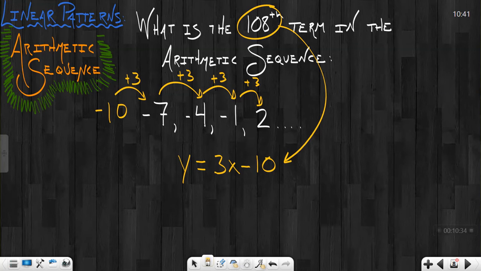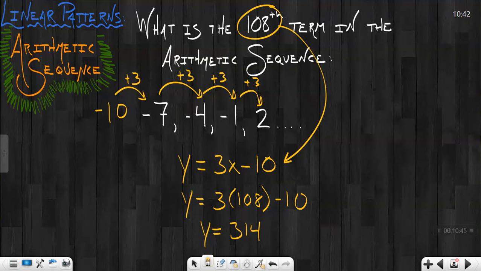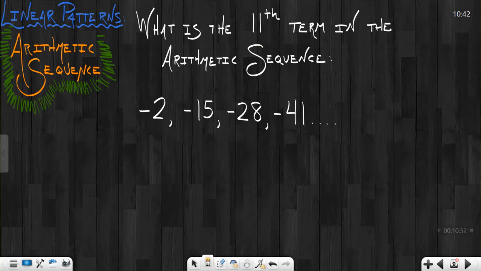Take 108, plug it in, and plug it into your calculator, and you should get 314 if you did that correctly. So the 108th term is 314. Let's do another one. All right, again, pause it, see if you can figure it out on your own.